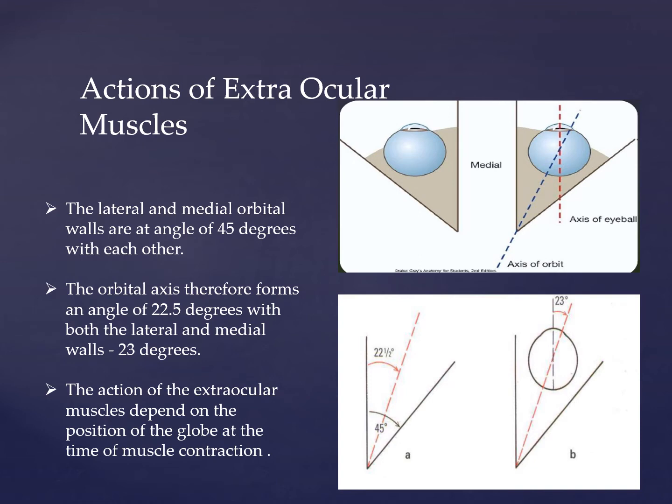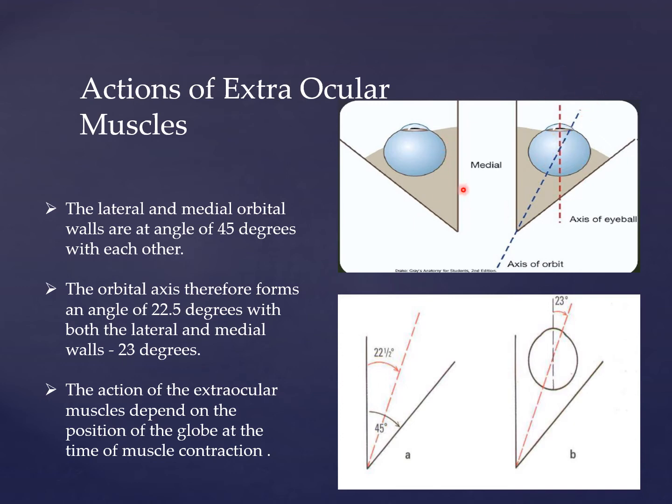Now the actions of extraocular muscles. For understanding the actions of extraocular muscles, first we need to understand the relation of orbital cavity and the eyeball. This is the orbit and these are the eyeballs. These are the eyeballs in primary position.